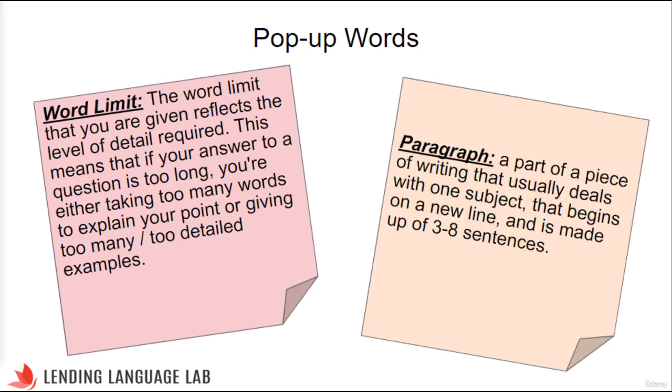The next word we have is paragraph. A paragraph is a part of a piece of writing that usually deals with one subject, that begins on a new line and is made up of 3 to 8 sentences. These two words will be mentioned a lot throughout the course, but they will be really important during the writing section. Now, let's get to what this lesson is really about, that being the sentence completion question type.